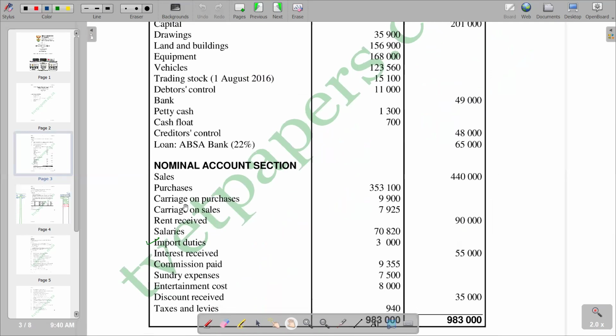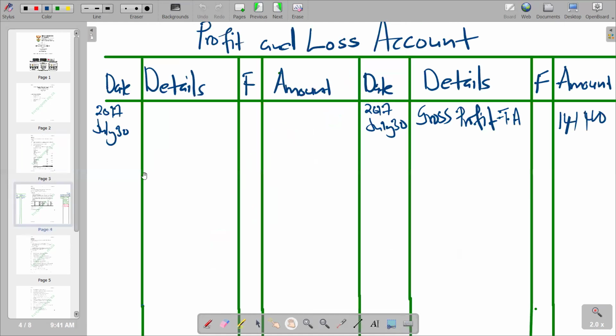So going down, you see that some of the costs that are there are already adjusted in the trading account. So we skip those, like carriage on purchases, which was adjusted in the trading account. We go to carriage on sales. It's an expense which is supposed to be in the profit and loss account, 7,925. So we post it as an expense on the debit side. So we're saying carriage on sales, 7,925.